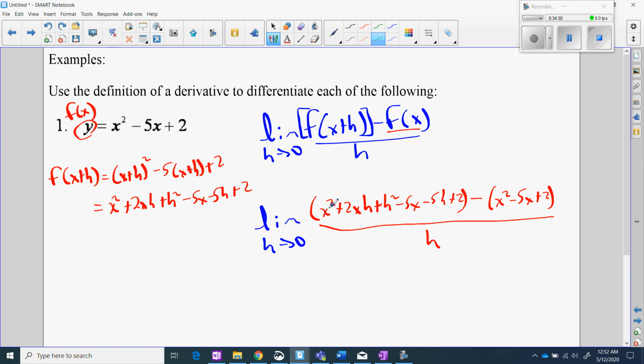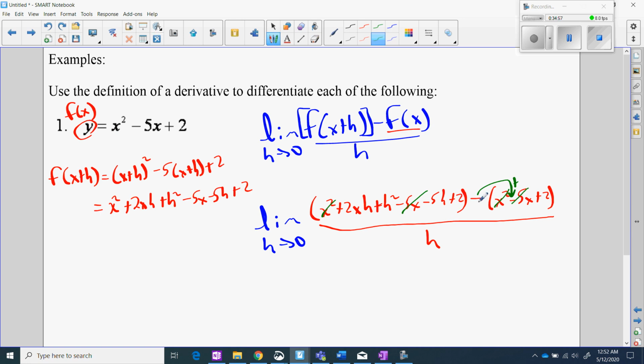See how I've got this x squared? There's no h on it anywhere associated with that. But there's an x squared over here as well. So this x squared is going to subtract x squared. They're going to wipe each other out. I have a negative 5x here. This negative, when it goes in here, is going to make that into a plus 5x. Well, if I had a negative 5x and a plus 5x, they're going to wipe each other out.